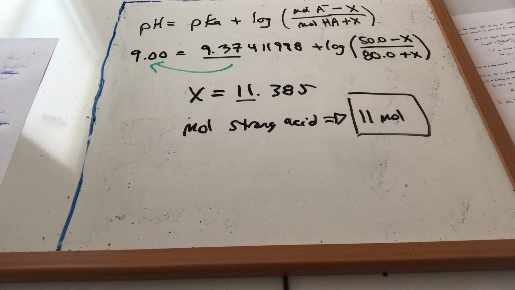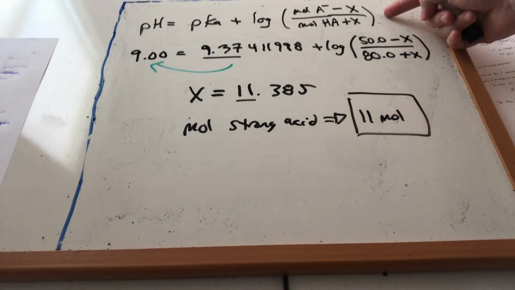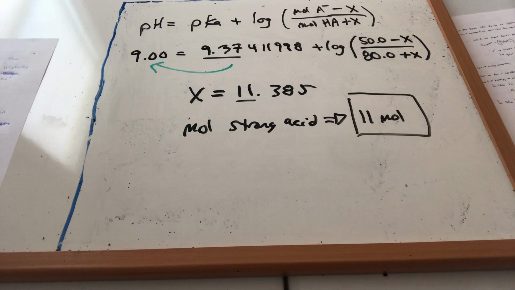So it's one of the most algebraically intense problems having to do with buffers, but again, it's not beyond your skills. It's again using the Henderson-Hasselbalch equation form, but if you're adding a strong acid, you put a plus x here and a minus x here.